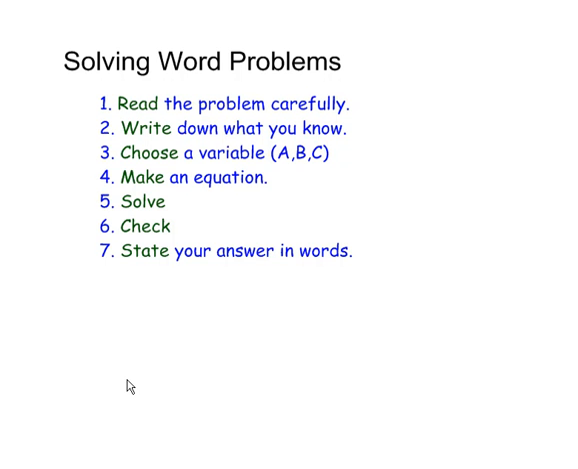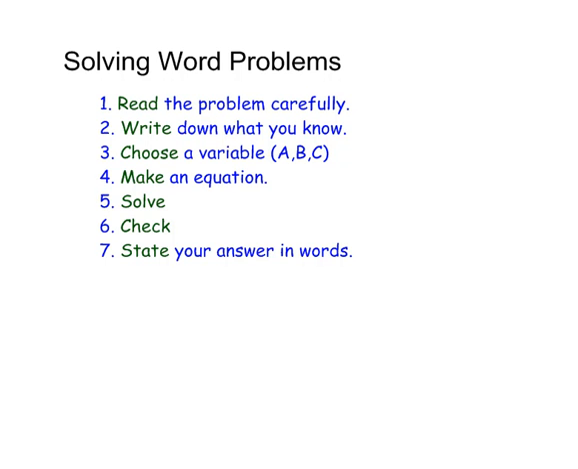Now don't forget these steps, make sure you write them down, memorize them, use them. So 1. Read the problem carefully. 2. Write down what you know. 3. Choose a variable such as A, B and C. 4. Make an equation. 5. Solve. 6. Check. And 7. State your problem. Now this area, problem solving, is a key area that lots of students have problems with.